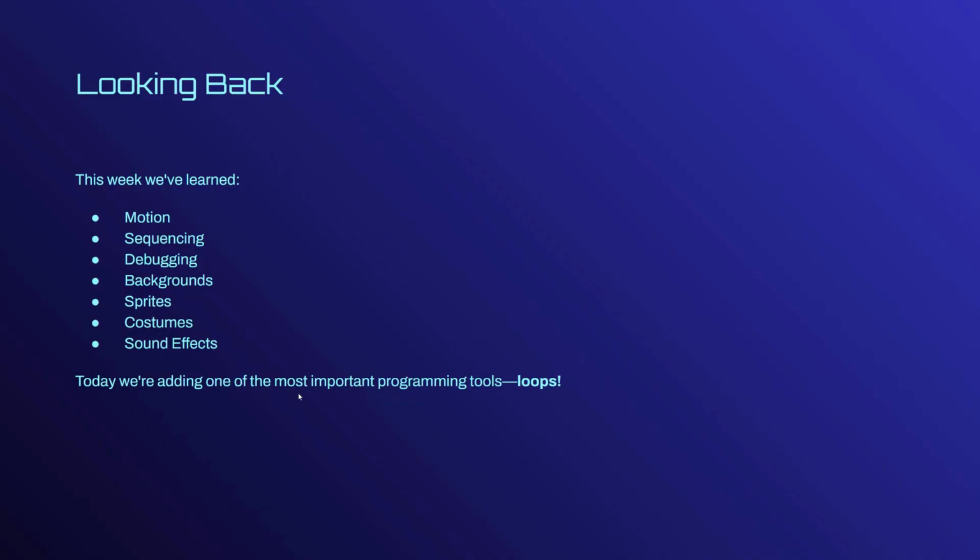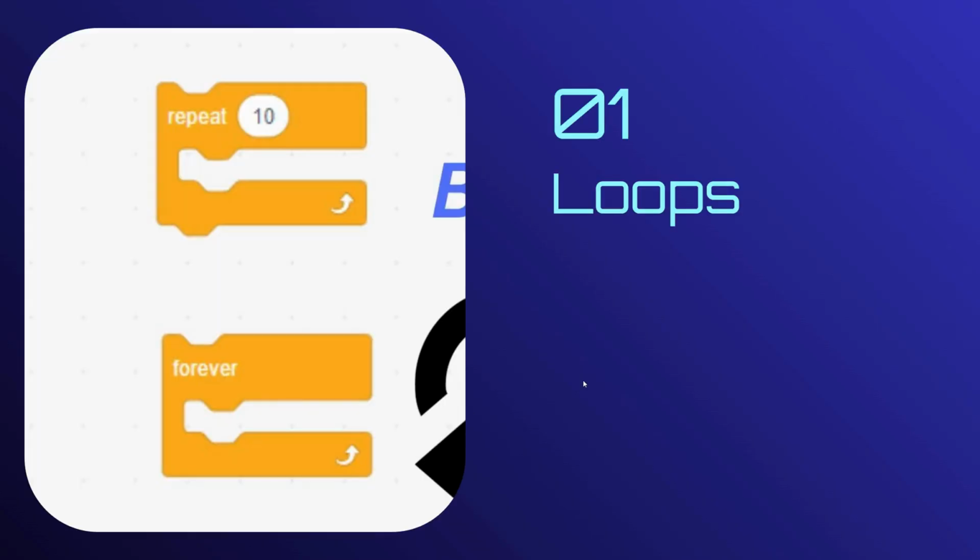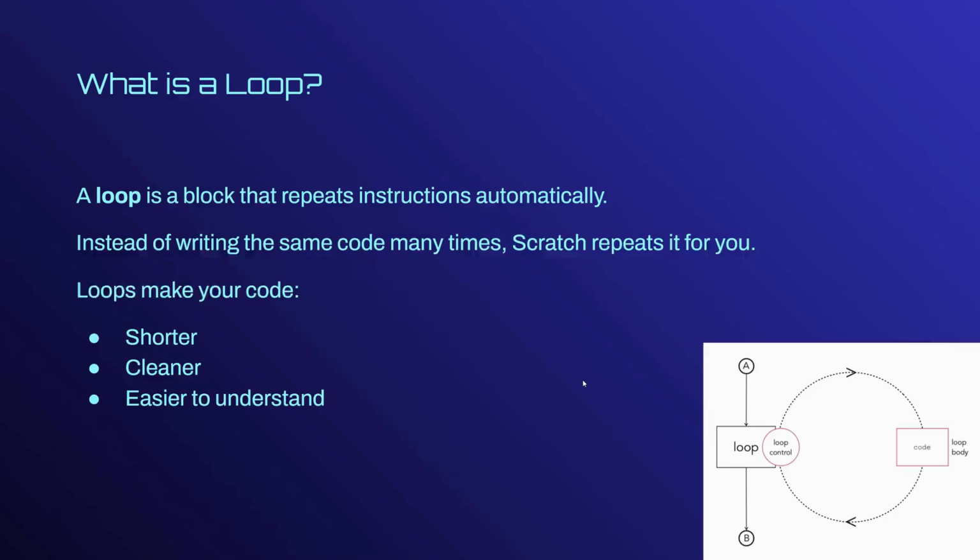Part 1, Loops. What is a loop? A loop is a block that repeats its instructions automatically. Instead of writing the same code many times, Scratch repeats it for you. Loops make your code shorter, cleaner, and easier to understand.